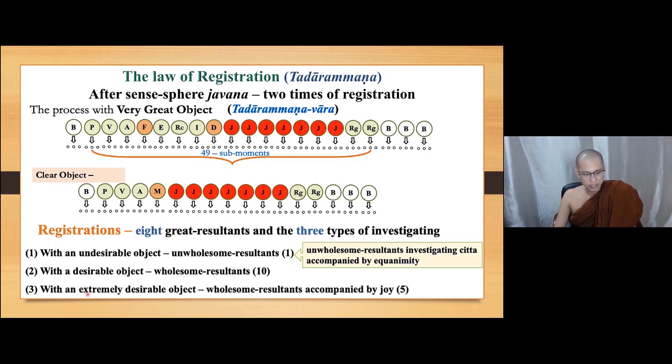Then if the object is an extremely desirable object, we can identify any of 5. Among the 11 registration consciousness, only 5 can be accompanied by joy, with the joyful feeling. So if we don't know exactly, we can say any of the 10 wholesome resultant; but if we can identify that the object is extremely desirable, we can say any of the 5 wholesome resultant consciousness accompanied by joy can arise to perform the registration moment. In this way, we can identify it according to the object.